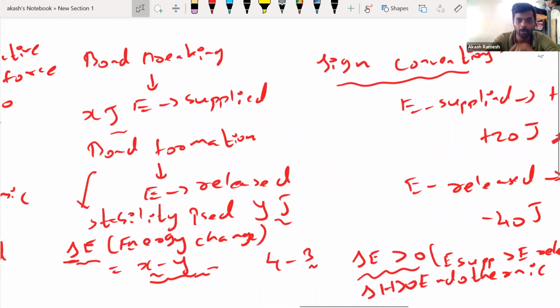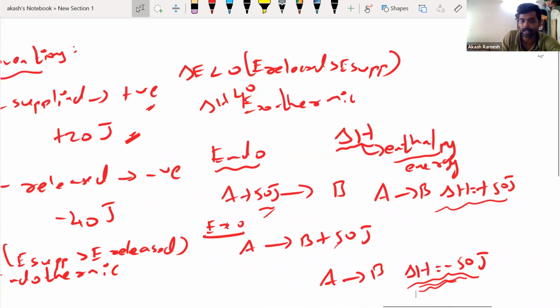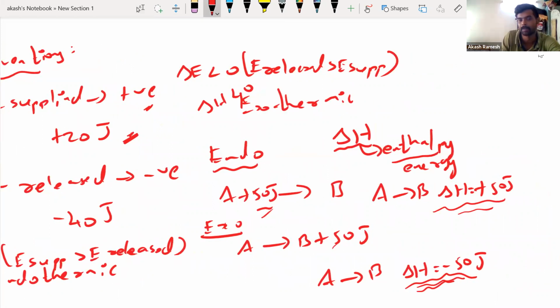So guys, the questions can be like this. They will give you a reaction and a delta H value, like plus 50 or minus 50, whatever it is. And they will ask you whether the reaction is endothermic or exothermic. You just have to look at the sign. If the delta H value is positive, it's an endothermic reaction. If the value is negative, then it is an exothermic reaction. This kind of question can be asked.